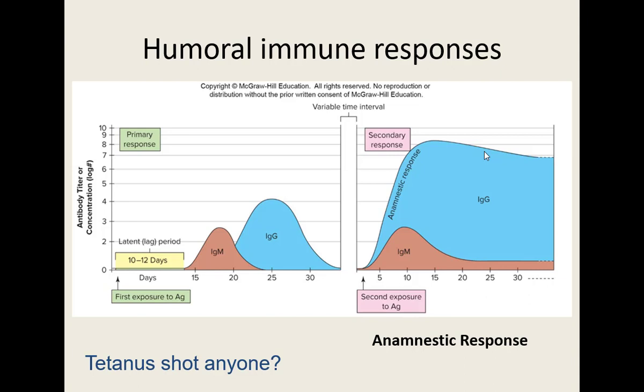And so anytime you're exposed to something a second time, you have memory cells now, so you can remember how to do something about it. You remember how to fight that war the first time, so it's a whole lot easier to do it the second time.